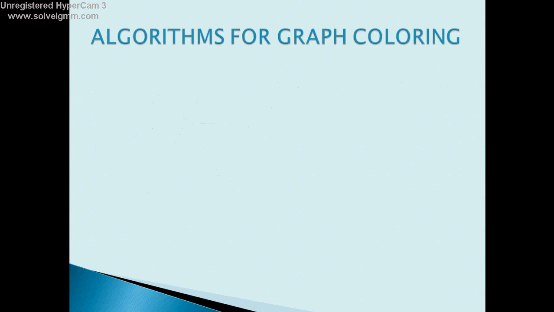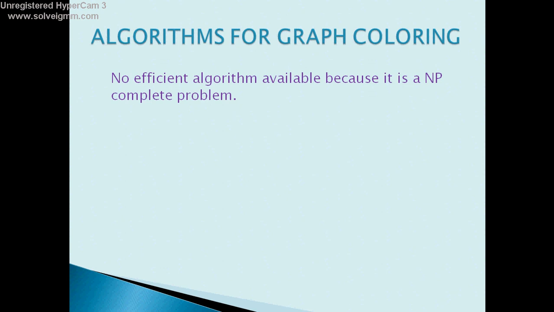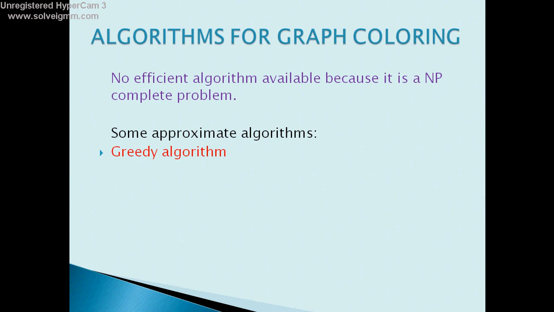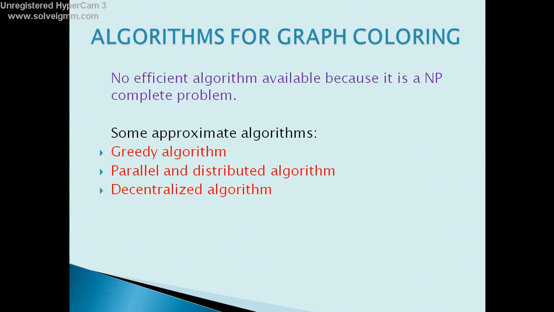Now let's study algorithms for graph coloring. Algorithms for finding a solution of graph coloring. No efficient algorithm is available because it is an NP-complete problem. But there are some approximate algorithms also, like the basic greedy algorithm, parallel and distributed algorithm, and decentralized algorithm.